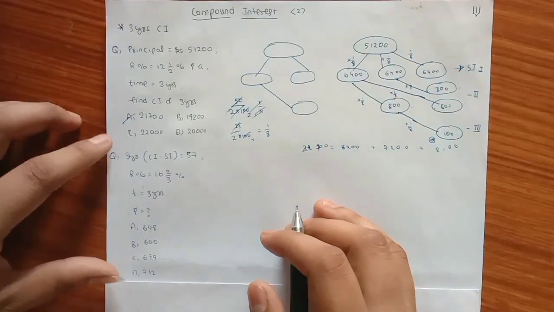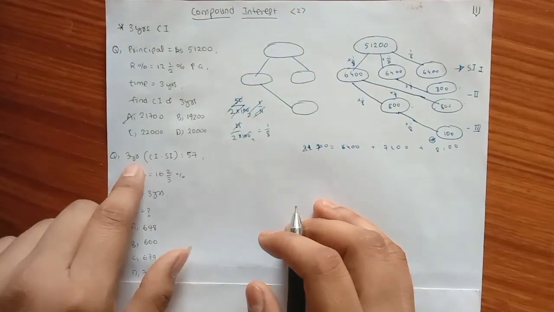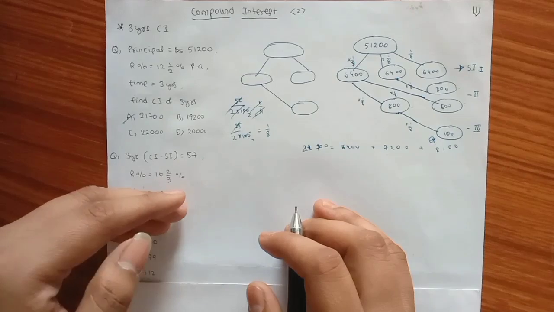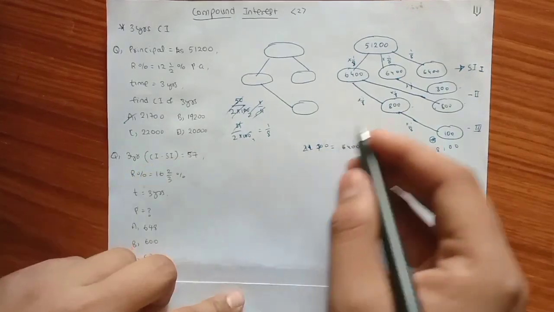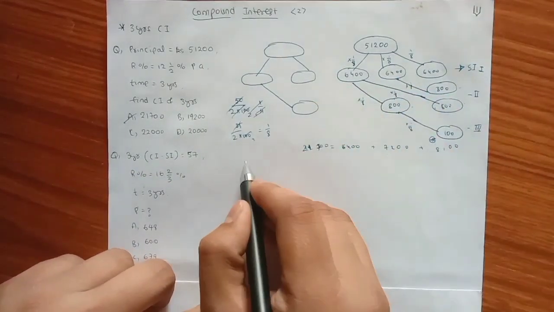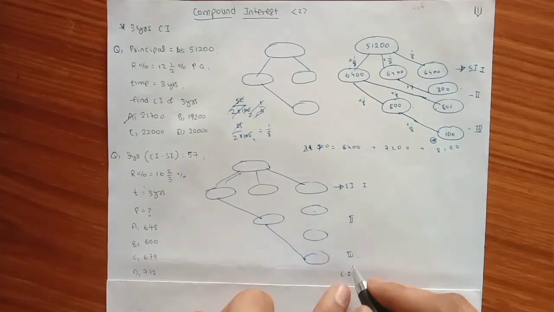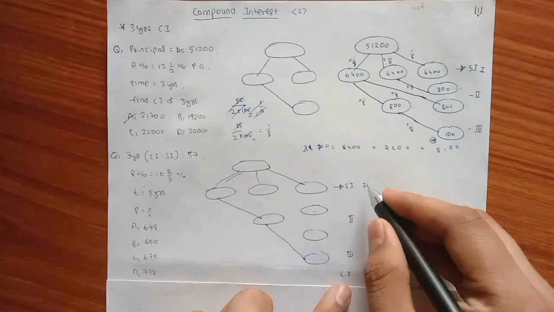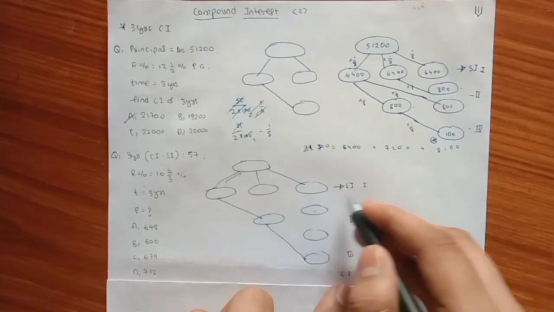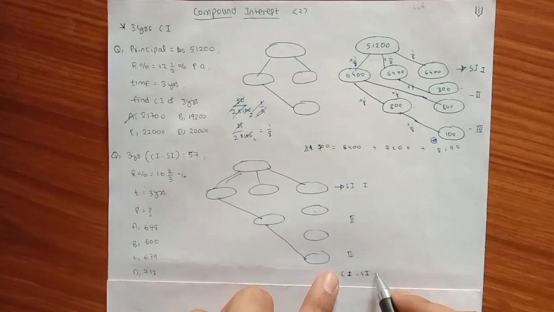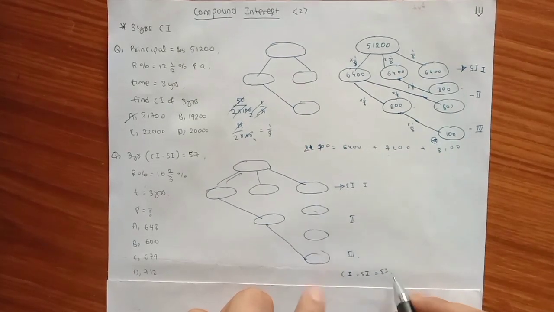Let us see the next question in this video. The 3 years compound interest minus simple interest is 57. So we need to draw the same thing like this. CI is the combination of these three, and SI is only the first. So CI minus SI equals 57.